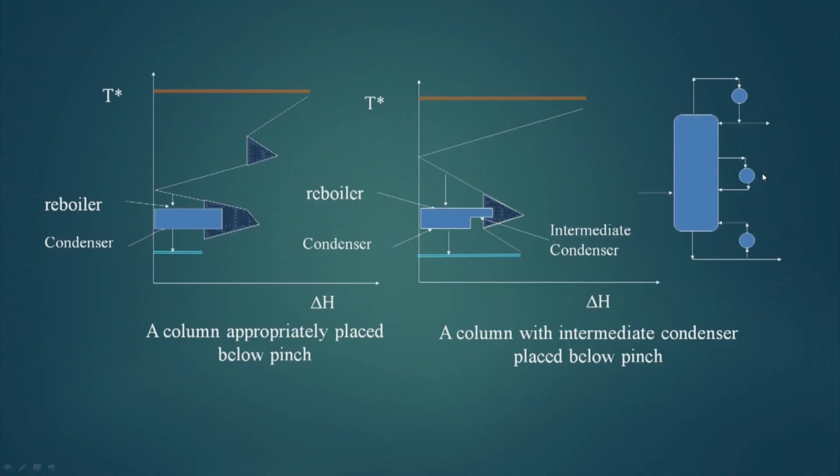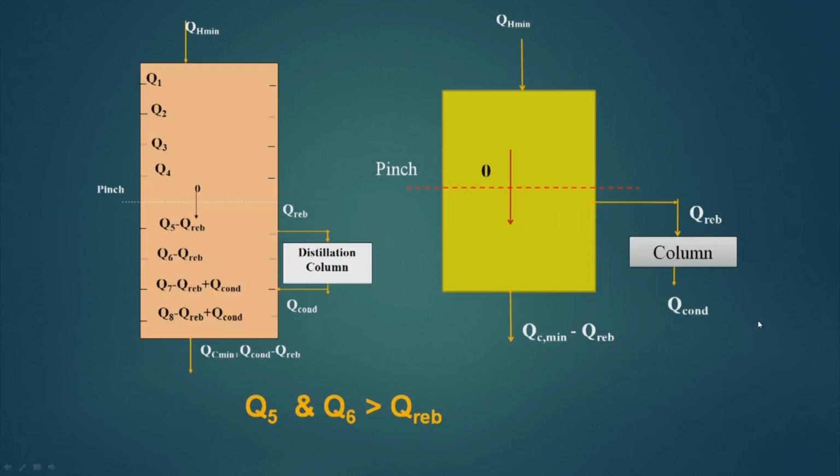Now, this shows an intermediate condenser, this is a reboiler, and a part of the vapor goes to this condenser, and then it is recycled back to the same column, and this is the feed, and this is the original condenser. Now, if you see here, I am taking reboiler heat from here. So, this is Q5 minus reboiler, this comes Q6 minus reboiler, these are the temperature levels, and here Q7 minus reboiler plus condenser. Here at this temperature level I am adding condenser heat.